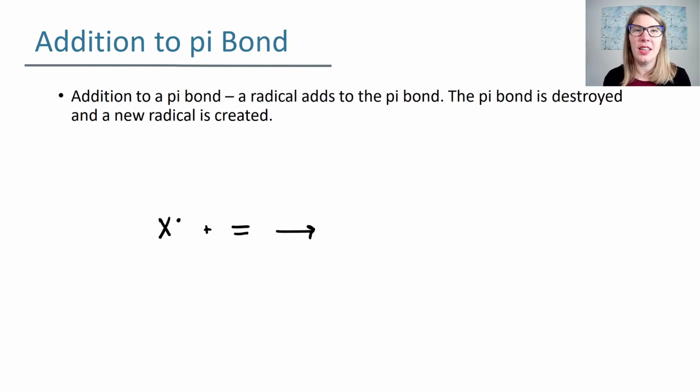So the next pattern is addition to a pi bond. So this is where you already have a radical to start with. And when that radical encounters a pi bond, what it does is it reacts with that pi bond. And the arrow I'm going to draw here is going to look weird and you're not going to be happy about it. So what we'll end up with is your X bound to the carbons. So if this is carbon 1, 2, here's carbon 1, 2. All right. Now, in addition to that, we'll have a radical here.